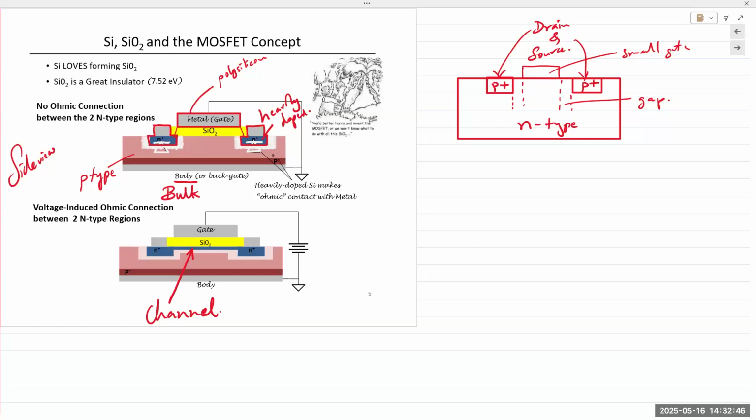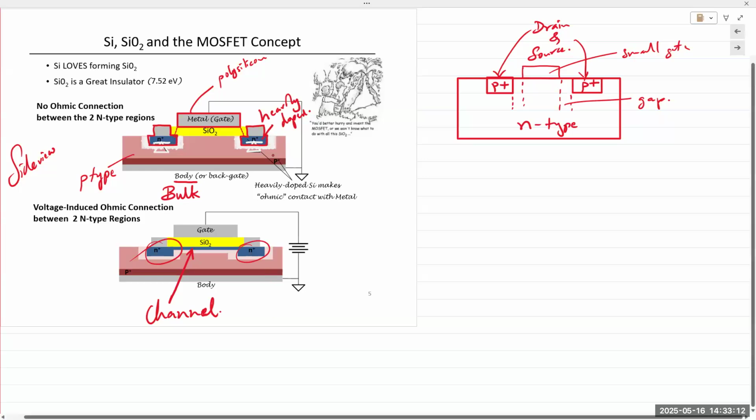You said N, then you change your answer to P. You were right the first time. Because we have two N regions, if we want to connect them, we need an N channel. So if you have a P-type region with an N drain and N source, and you want a channel to connect the N drain and N source, we need an N channel.